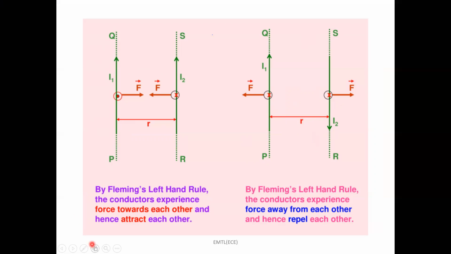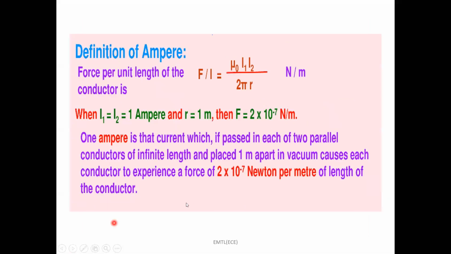And next, the definition of ampere. Force per unit length of the conductor, that is the force per unit length, we already discussed. F by L is equal to mu naught I1 I2 by 2 pi R. Let us assume I1 and I2 values are 1 ampere and the distance between the two conductors is taken as 1 meter. Then by substituting here, the force per unit length value is equivalent to 2 into 10 power minus 7 Newton per meter.